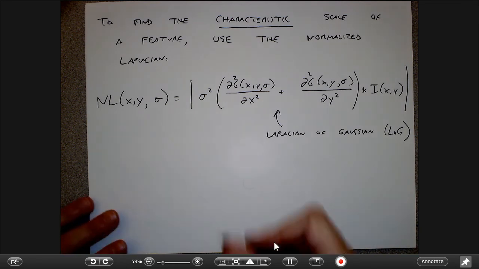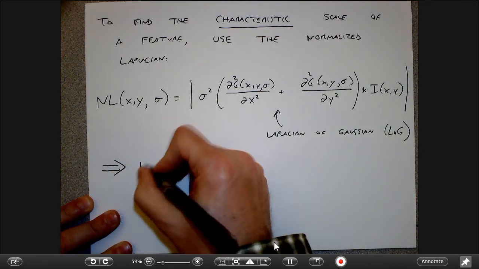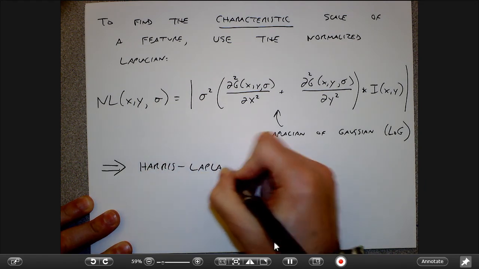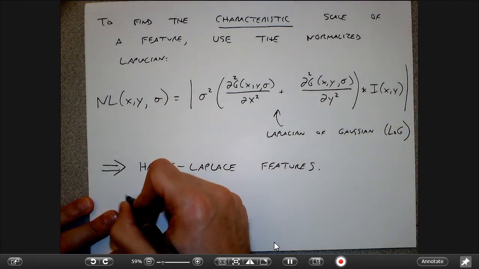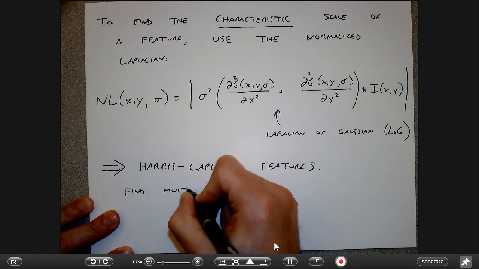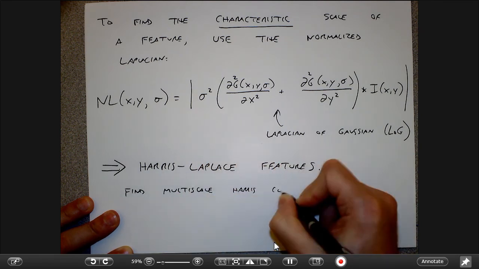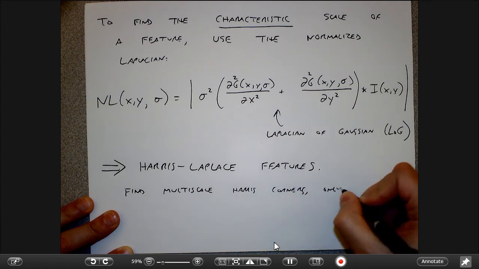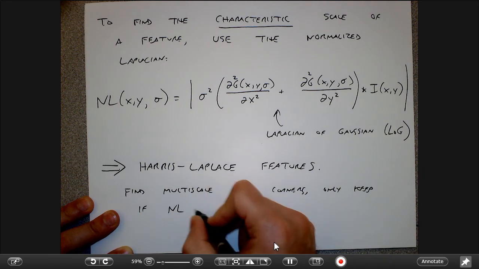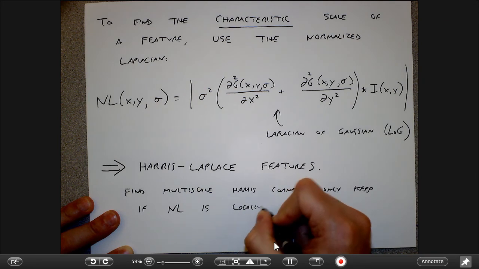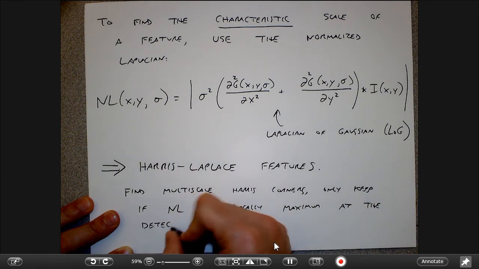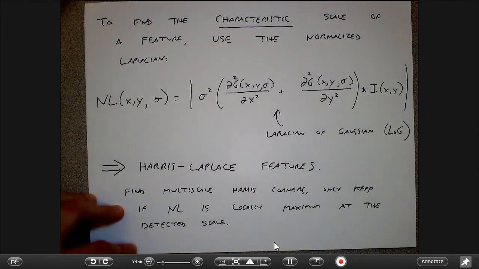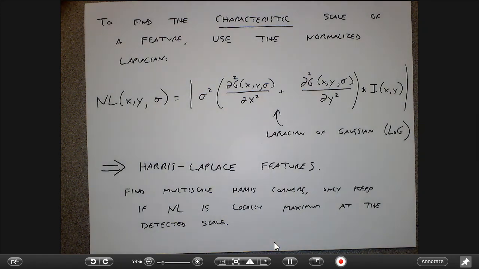Okay. And so this whole thing leads to what are called Harris-Laplace features. And so basically the idea is, find multiscale Harris corners, and I only keep them if the normalized Laplacian is locally maximum at the detected scale. Right? That's like saying that not only do you have to pass the threshold, but you also have to be good in terms of being the edgiest, being the most significant scale that you can be at. Okay.